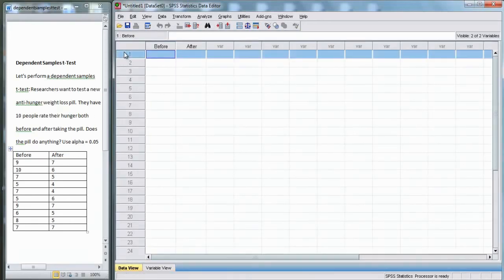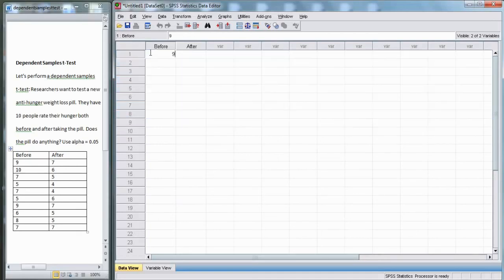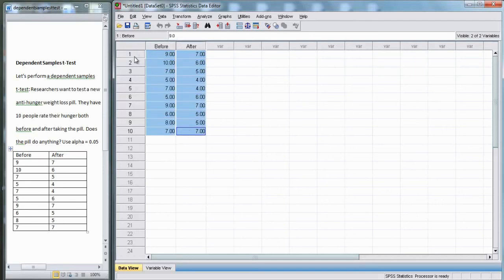The thing about SPSS is that every row represents a sample, or in this case, a participant of the study. Here we have 10 participants, each having a before and an after score. For example, person 1 has a before score of 9 and an after score of 7. Person 2 has 10, and then 6, 7, 5, 5, 4, 7, 4, 5, 6, 9, 7, 6, 5, 8, 5, 7, 7. There you go. Now we have our before and after scores of our participants.